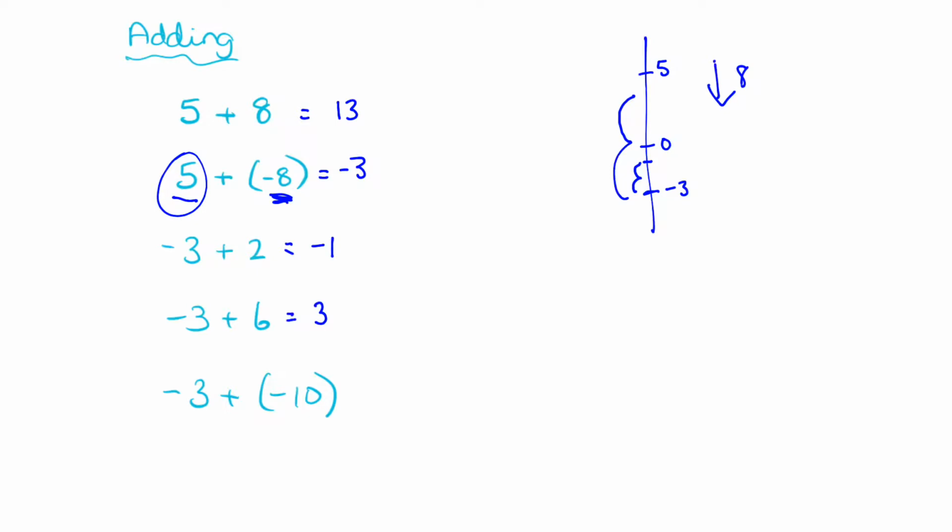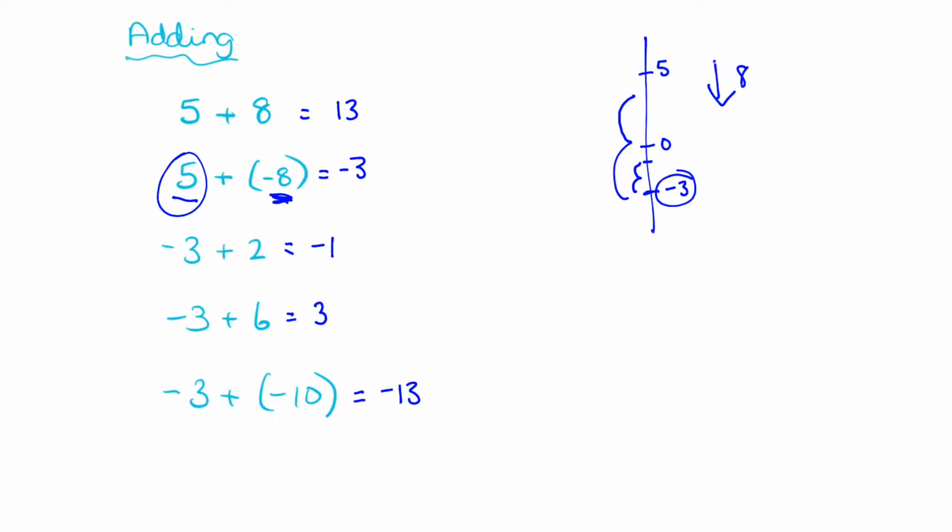And then negative 3, add negative 10. So we're starting at negative 3 again, and we're adding in negativity. So we're making things worse. We've started off at negative 3, and we're going to make things go down by 10. So that means if you go down another 10 from negative 3, you're at negative 13.